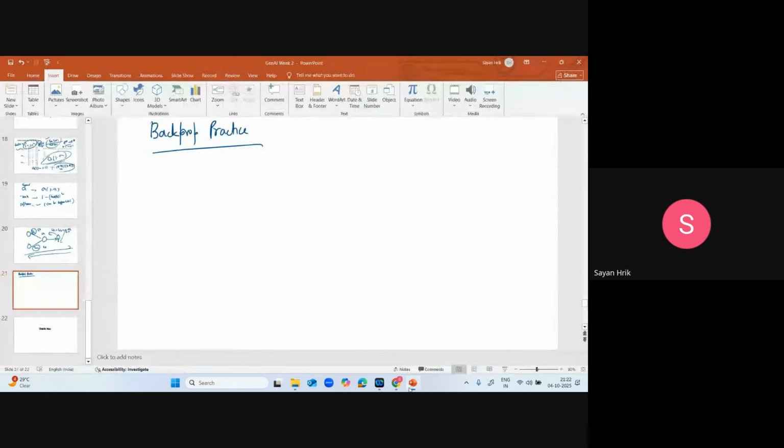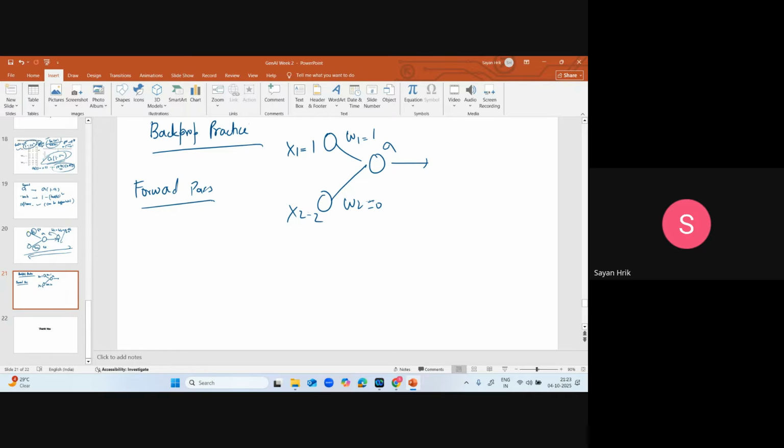Okay. So again, we'll take a simple network. We have x1 and the value of x1 is 1. We have x2, its value is 2. We have w1 which is equal to 1 and w2 which is equal to 0. And we have a sigmoid, right? Let's first do the forward prop. Can you tell me how the forward pass will happen? I need to compute this y hat, right? Can you tell me how to get this y hat?